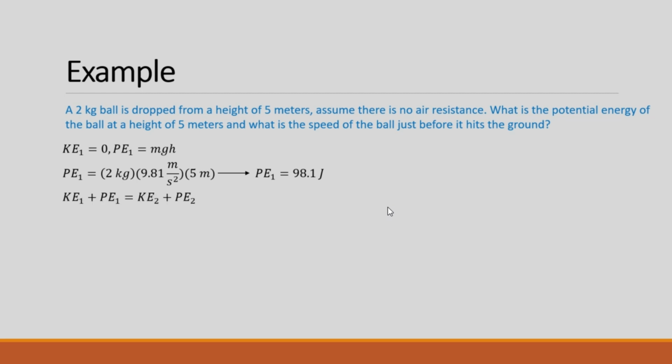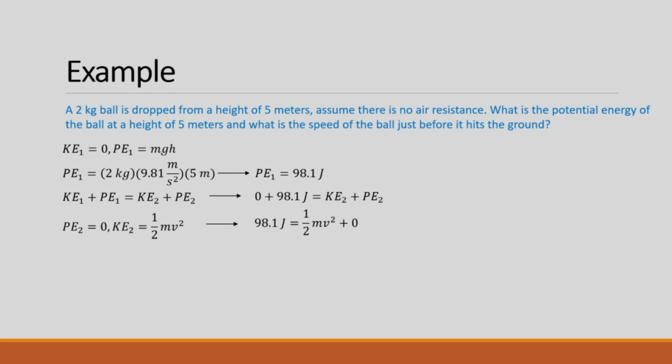Now, let's solve the next part of the problem. We can lay out the conservation of energy equation, stating that the total initial energy is equal to the total final energy. Putting in the values for our energies that we know, we see that the initial energy is just equal to 98.1 joules, because the kinetic energy starts out at 0.